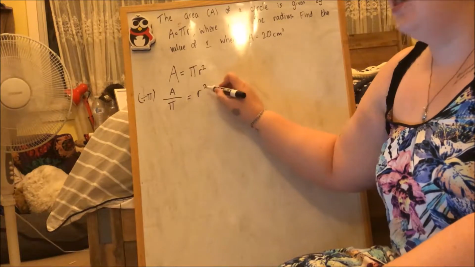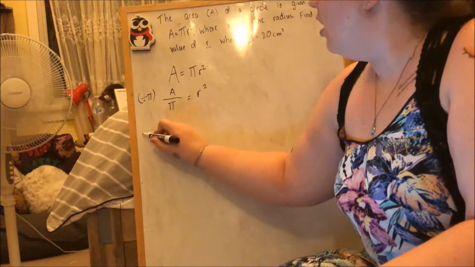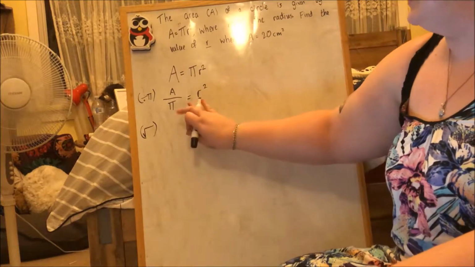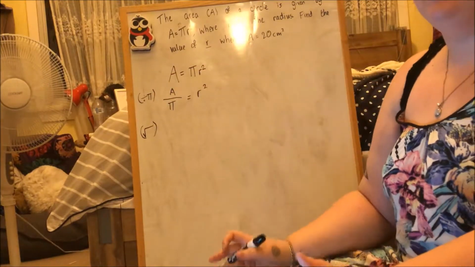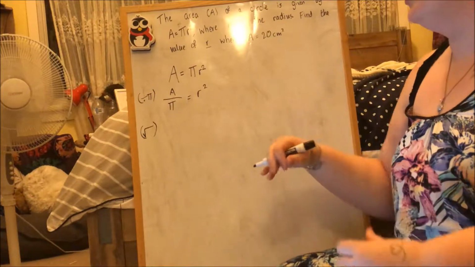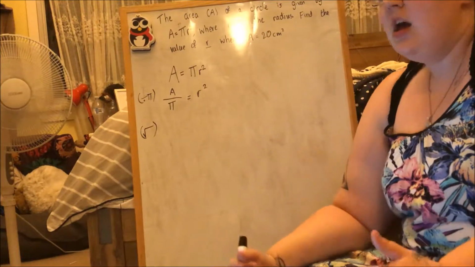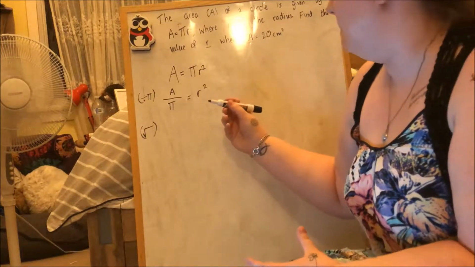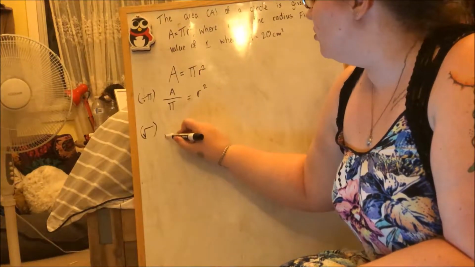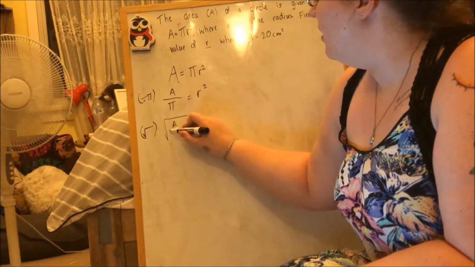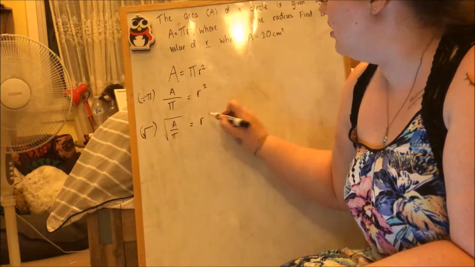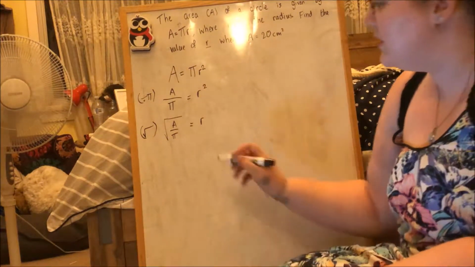The last thing we need to get rid of is this squared. Obviously, the way that we get rid of a squared is to square root. Remember, this entire thing needs to be within that square root. So you can't just do the square root of A divided by pi. You can't do A divided by the square root of pi. It has to be the whole thing. Okay? So draw your big square root. Pop your A over pi in there. We'll shrink this down a little bit. And that's r.